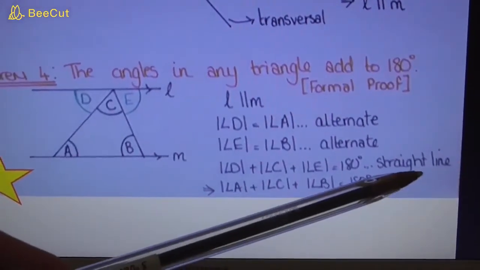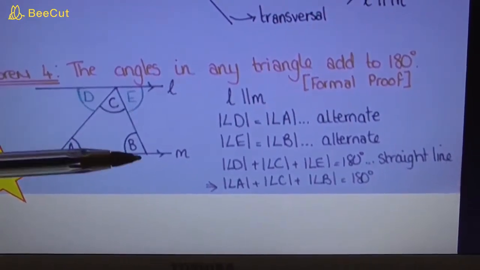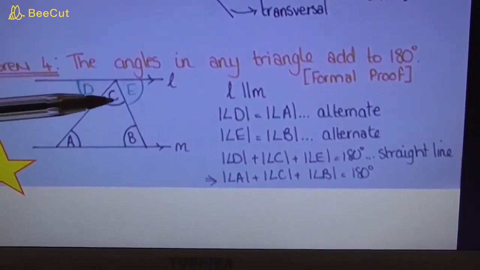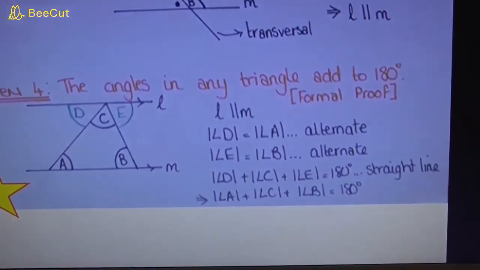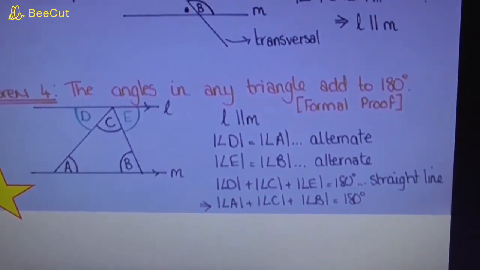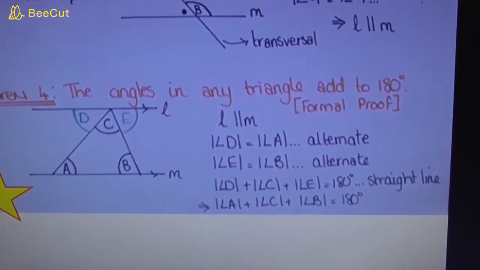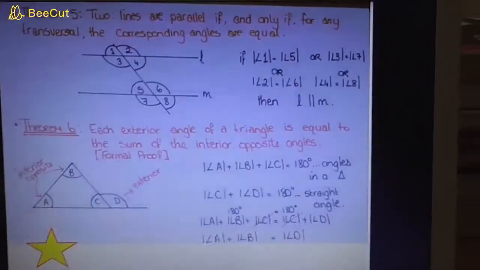That's your reasoning. And if I know that A is the same as D and E is the same as B, I could say angle A, B, C is therefore equal to 180 degrees. And that's what I was trying to prove in the first place, that those three angles add up to 180 degrees. Okay, so that's theorem 4. That's the first formal proof.